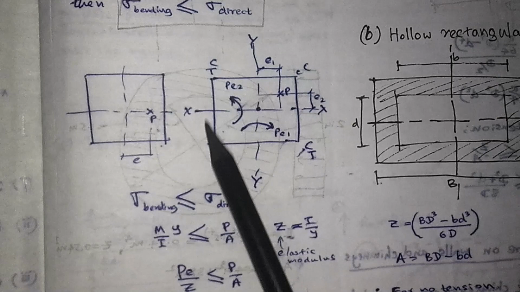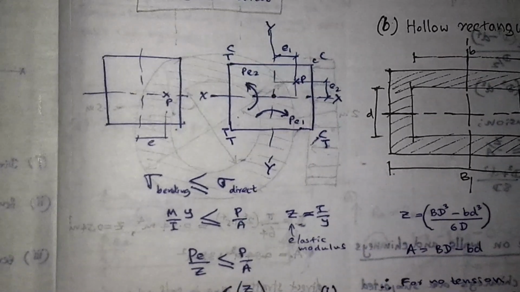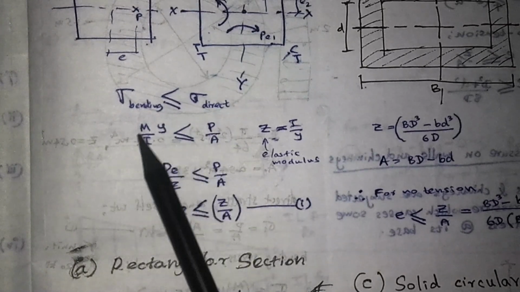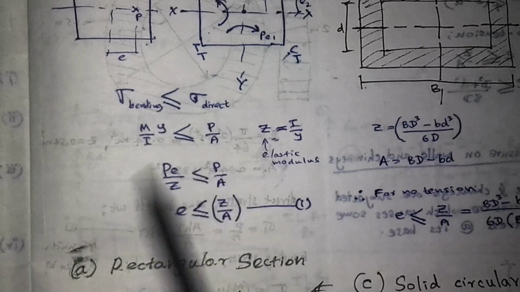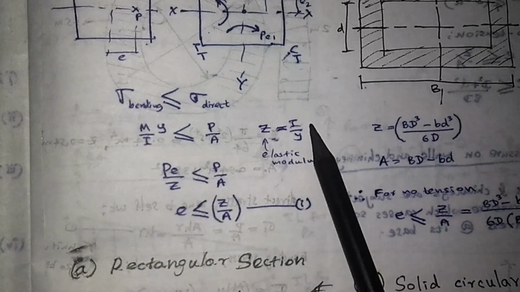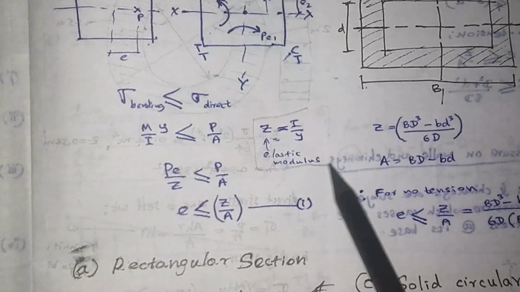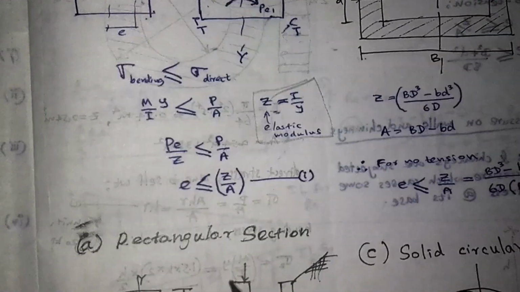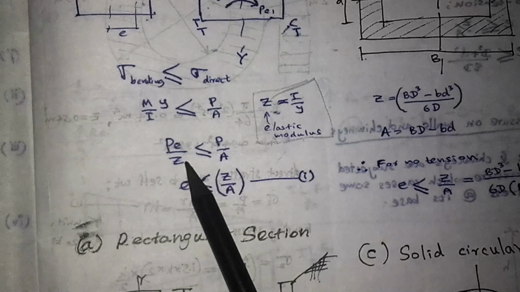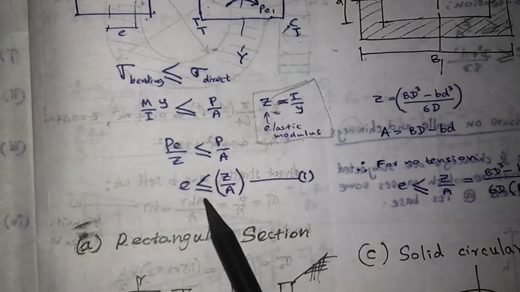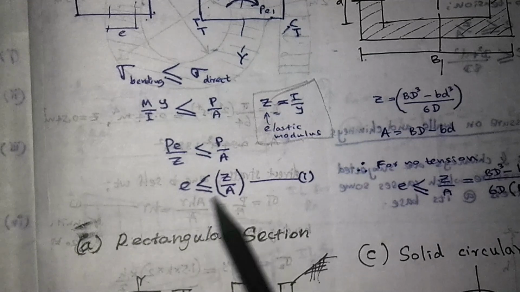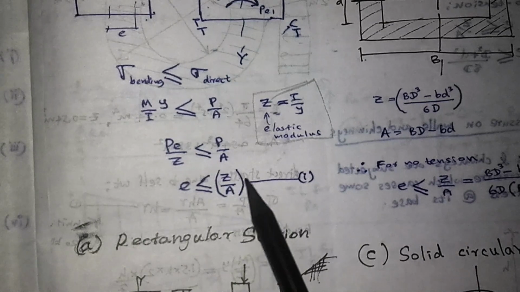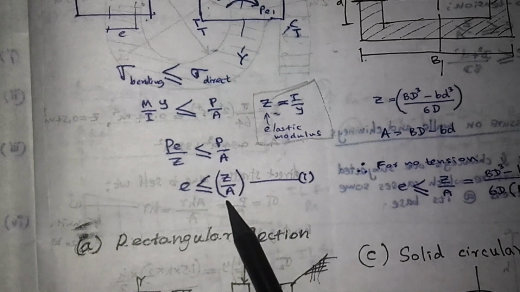You can have many loads in X and Y. So sigma bending should be less than or equal to sigma direct, and you can substitute your known parameters. Z is I over Y, the definition of the elastic modulus, so you can substitute it here. Then, with the eccentricity, you come up with the condition that eccentricity should be less than or equal to Z over A, where Z is the elastic modulus and A is the area.